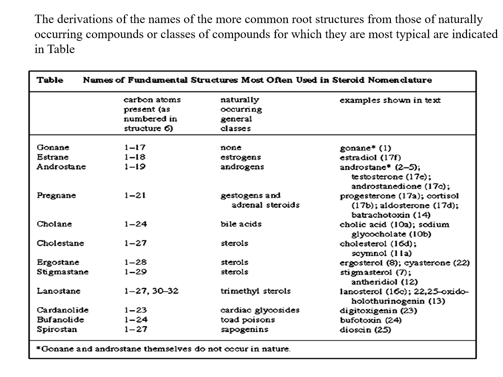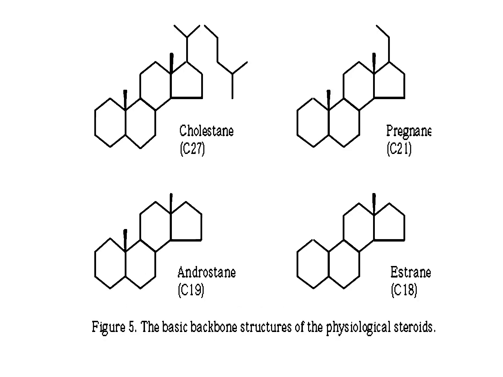For example, if you take estrane and androstane, the carbon numbering is 1 to 18 and 1 to 19. By this mechanism you name the structures of different steroids, or you can do the nomenclature of this steroid class. Cholestane has 27 carbons, pregnane has 21 carbons, estrane has 18 carbons, and androstane has 19 carbons. These are all the basic backbone structures of physiological steroids.